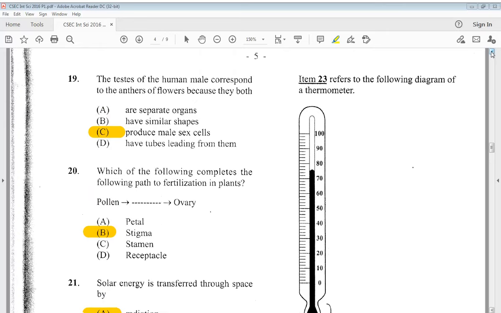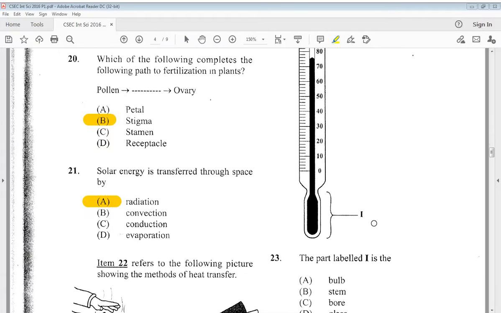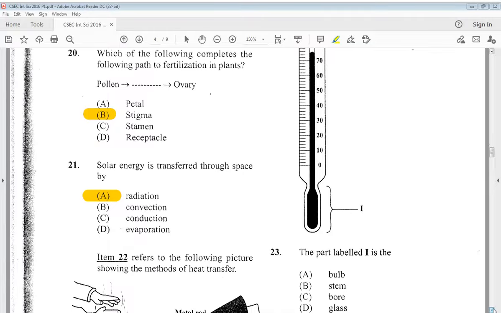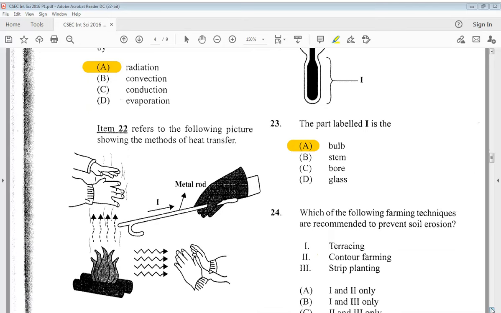So here we have item 23 refers to the following diagram of a thermometer. So here we have a thermometer, and 23 says the part labeled 1 is A, bulb, B, stem, C, bore, or D, glass. This is an easy one, eh? A, bulb. Let's go to number 24.